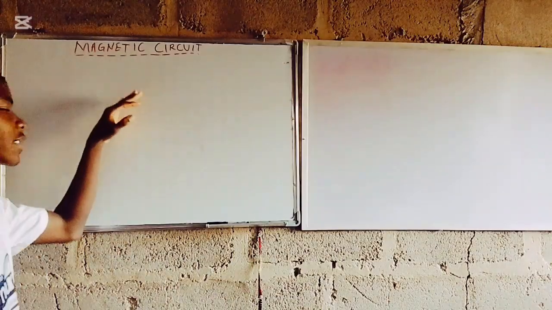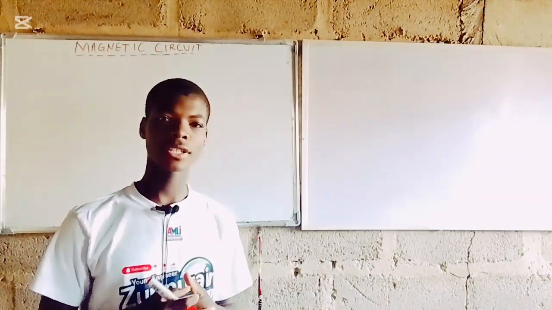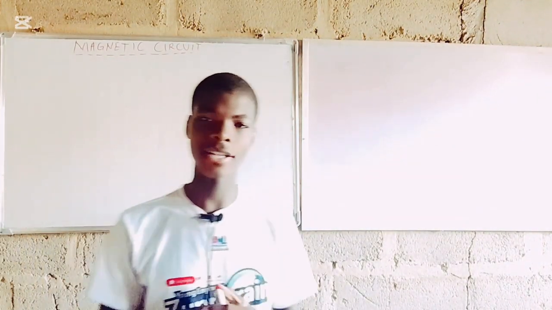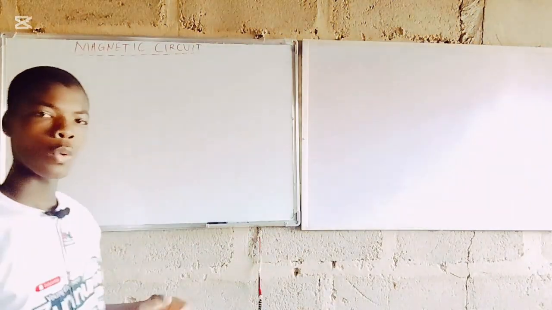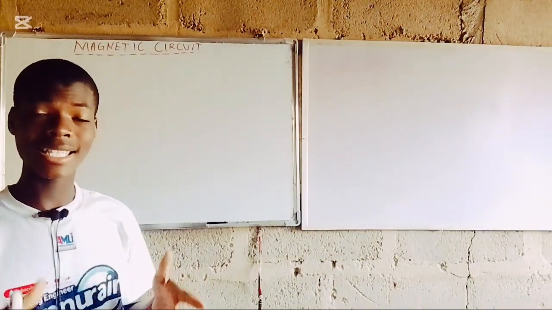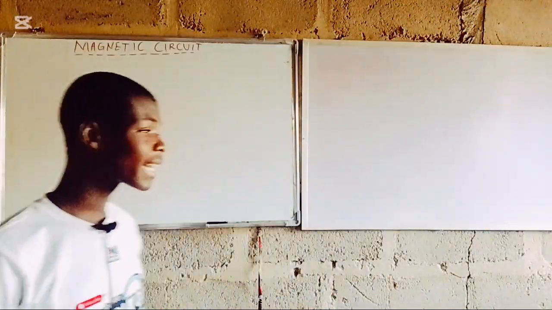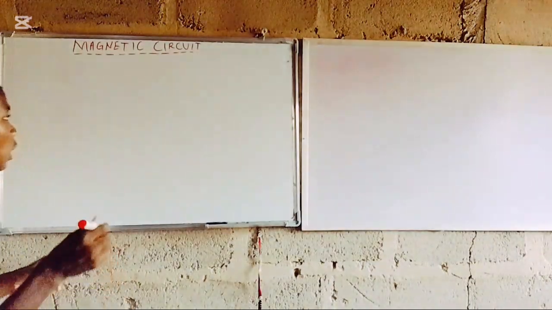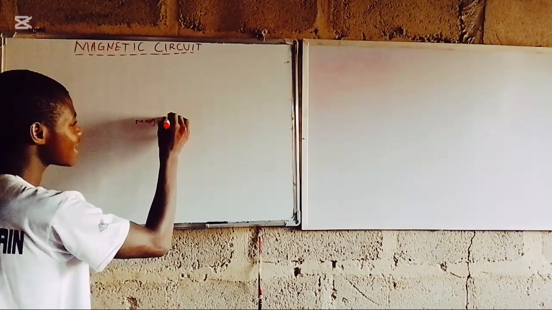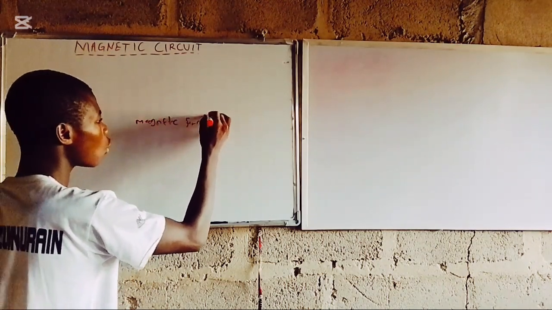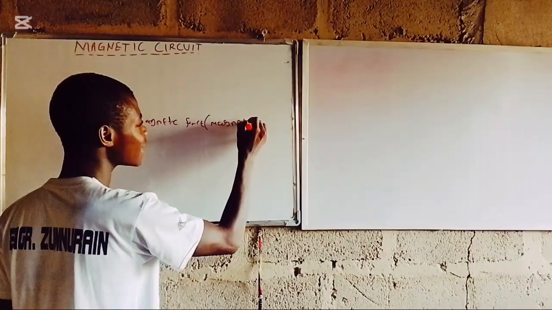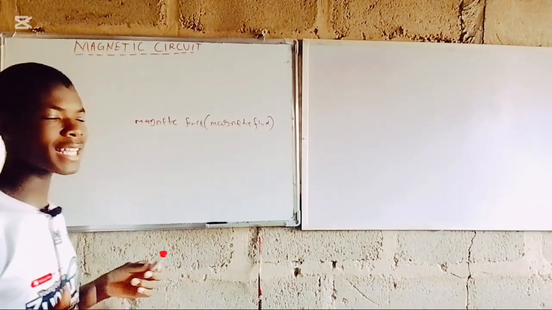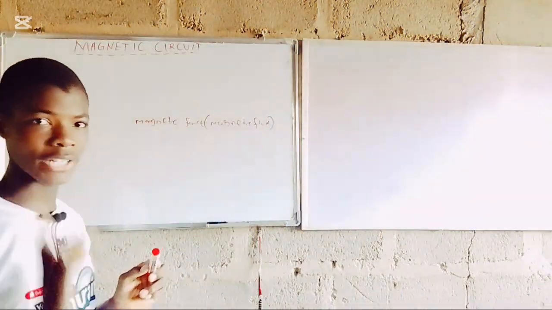In today's tutorial, I will explain the magnetic circuit, the importance, formulas, and relations under the magnetic circuit. A lot of students find it so difficult. What is a magnetic circuit? A magnetic circuit is the path where magnetic force, or in brackets magnetic flux, flows, just like an electric current that passes through an electrical circuit.